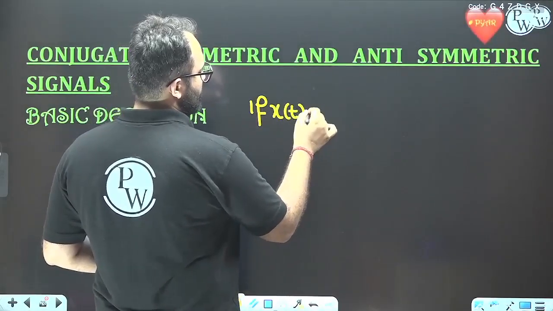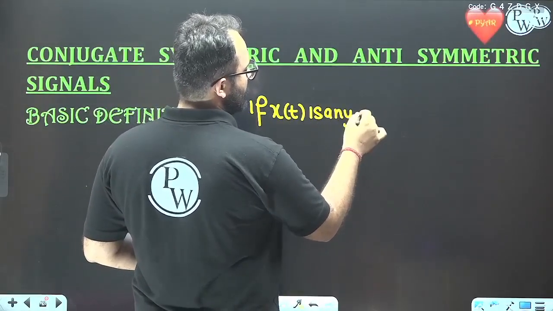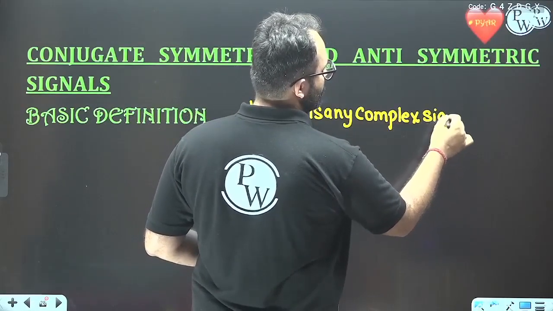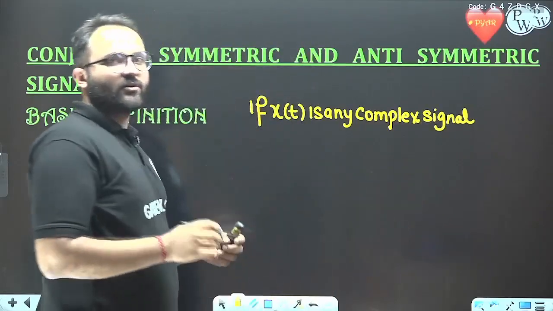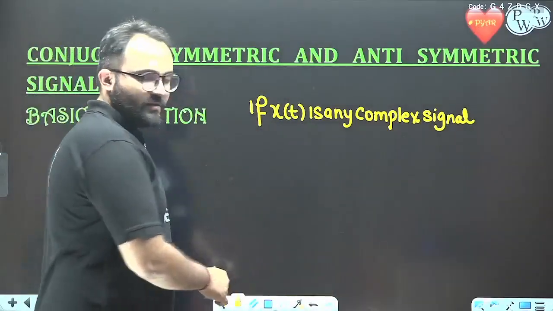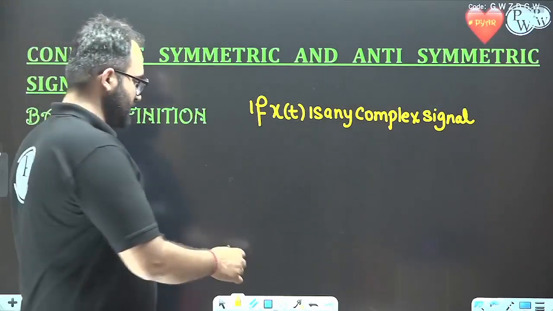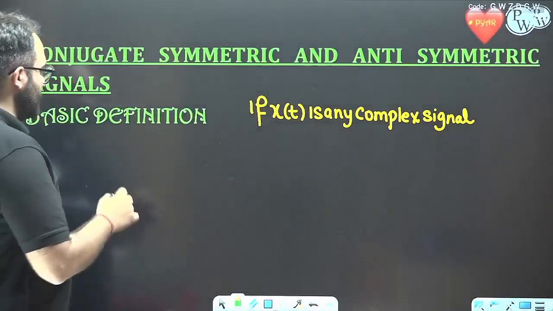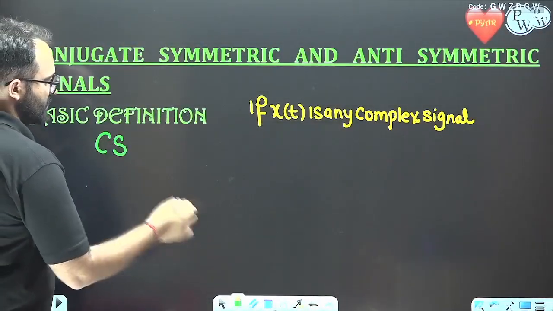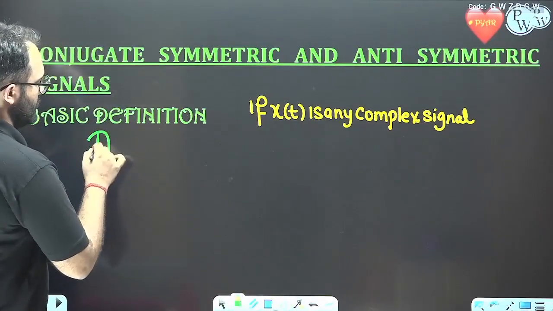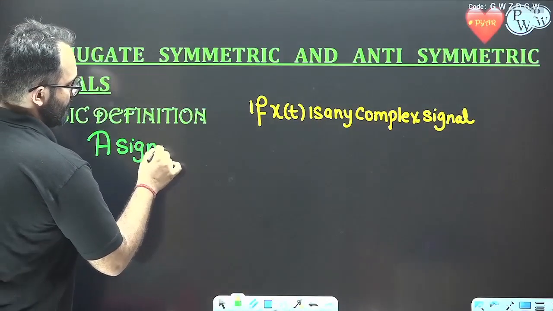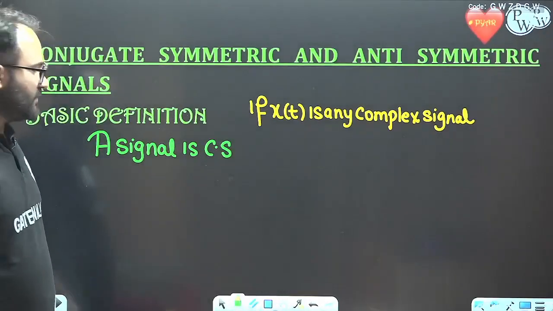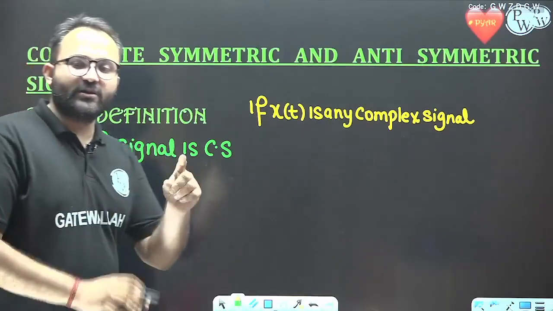If x(t) is any complex signal, since we are talking about conjugate, we will be taking complex signals into consideration. So, conjugate symmetric. A signal is called conjugate symmetric when the definition is exactly similar to the even one.